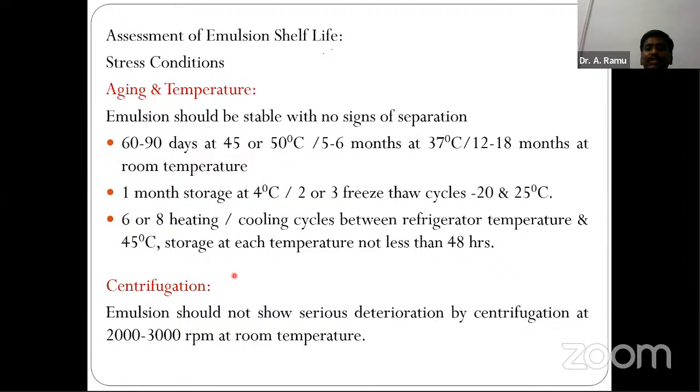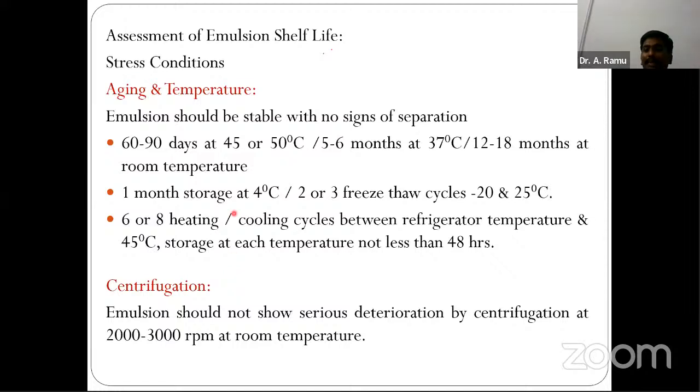Likewise, whether the emulsion is free from creaming or not can be assessed by exposing the emulsion to a centrifugation process. If you expose a sample of emulsion to centrifugation force at 2000 to 3000 rpm at room temperature, the emulsion should not show any serious deterioration. That means it should not show upward creaming or downward creaming. If upward or downward creaming is there when exposed to centrifugation at 2000 to 3000 rpm, it indicates that the emulsion is not physically stable.